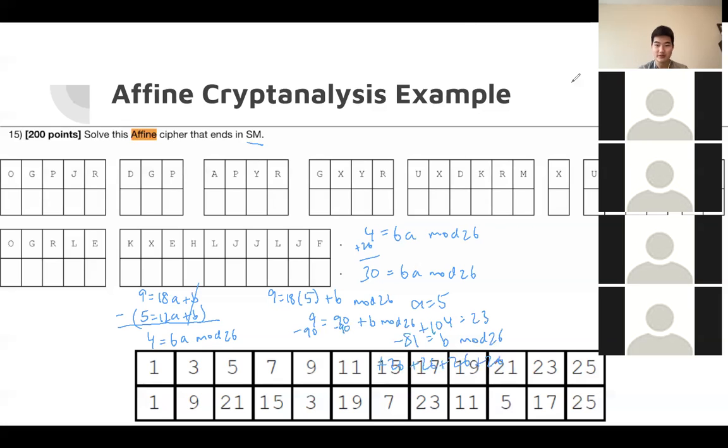So if I clean all of this up, our encryption equation is 5x plus 23. This is A, this is B. We need to make this a decryption equation, which, if we jog our memories, is this. I included the table at the bottom. Can somebody tell me what the inverse of A is? Yeah, 21. So we finally have our decryption equation.